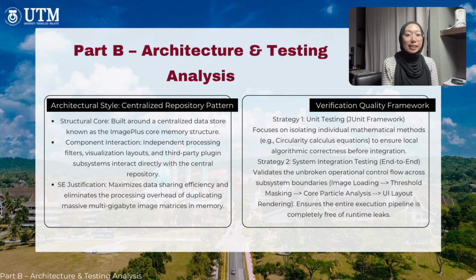Moving into system deconstruction, ImageJ heavily relies on a centralized repository architecture pattern. This choice is highly logical because it allows hundreds of independent user-built plugins to manipulate the same core pixel matrix data in memory without creating duplicate files, which would otherwise crash system memory.